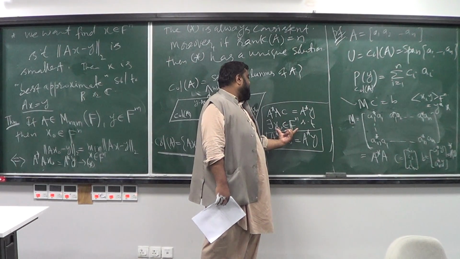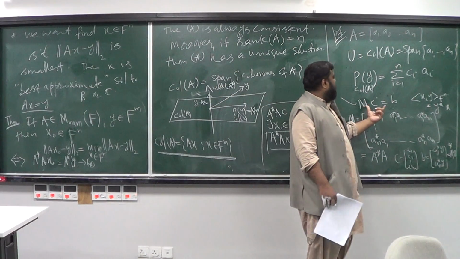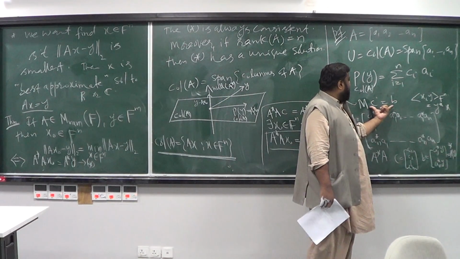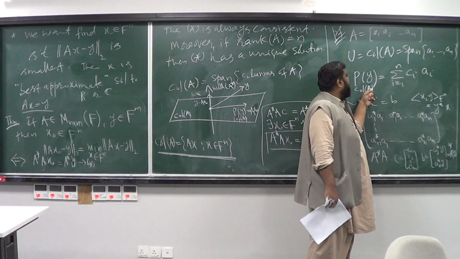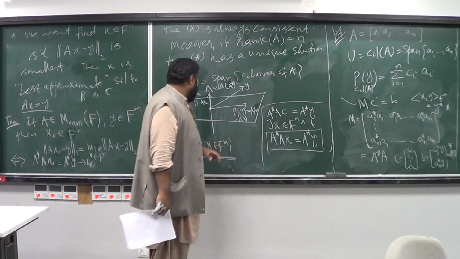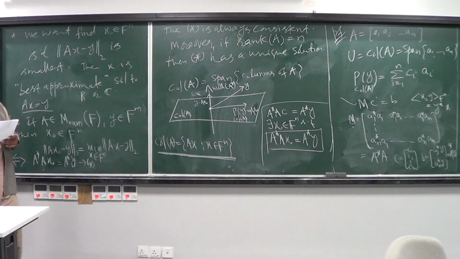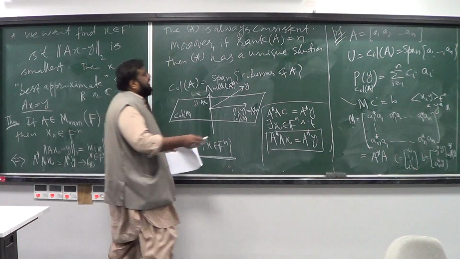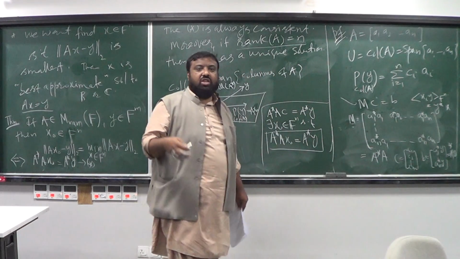So if this system is consistent, you can find C, and if you can find C, you can find the orthogonal projection of Y onto the column space of A, which is the best approximation of Y in the column space of A. So this really proves the if and only if statement actually, okay? And we also know the theorem about the normal equation.